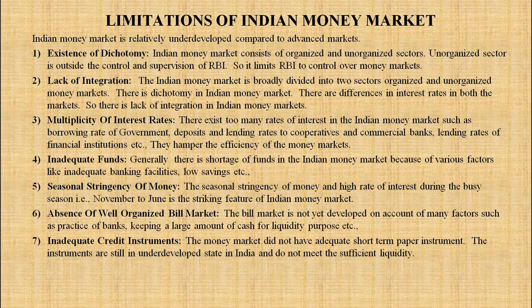Next, seasonal stringency of money. The seasonal stringency of money and high rate of interest during the busy seasons, that is November to June, is a striking feature of the Indian money market. Next, absence of a well-organized bill market. The bill market is not yet developed because of various factors such as the practice of banks keeping a large amount of cash for liquidity purposes, etc.